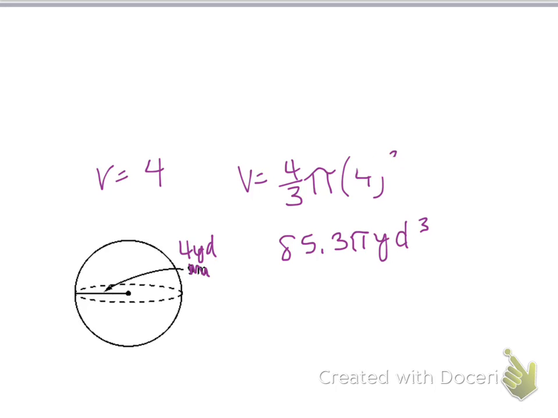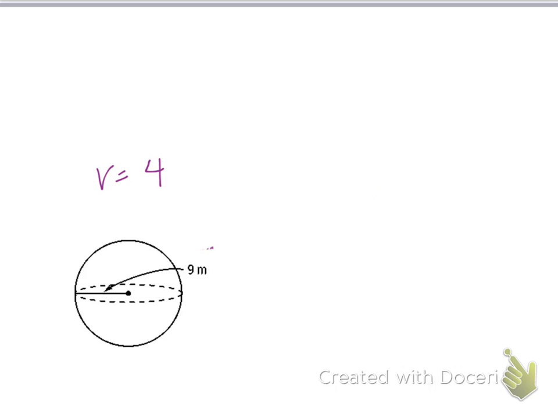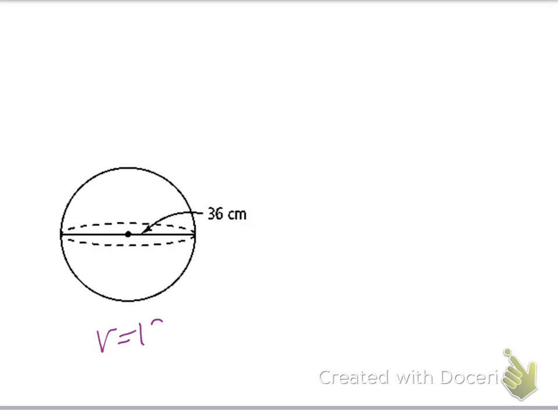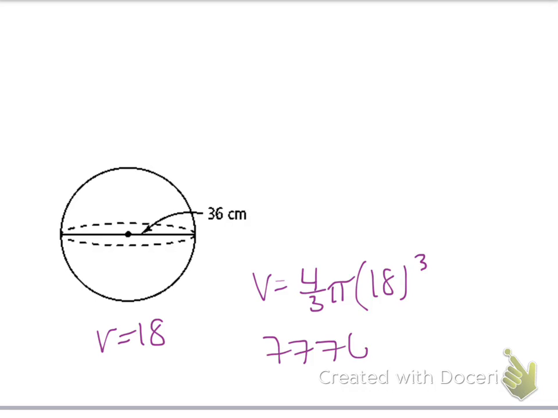Okay, then I'm going to erase this and do the problem that's sitting here. So radius is 9, so V equals 4/3 pi 9 cubed. And I'm getting 972 pi meters cubed. Okay, all the way across is 36, so my radius is 18, so V equals 4/3 pi 18 cubed, so 7776 pi centimeters cubed.